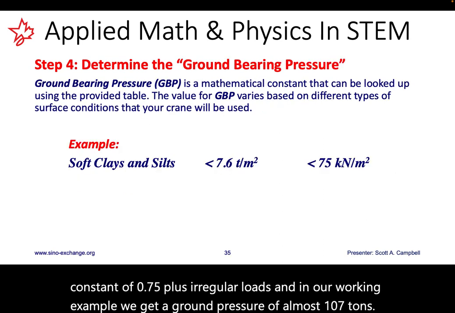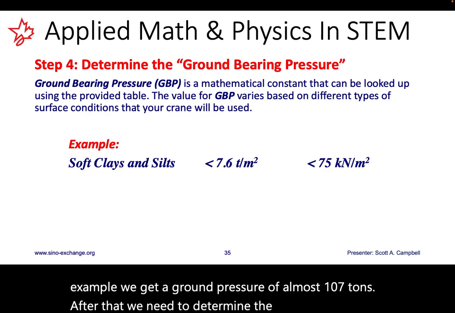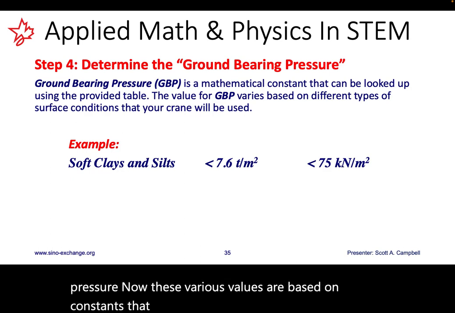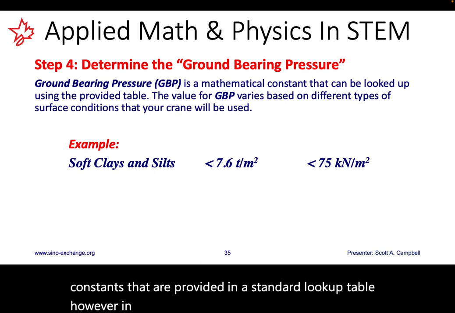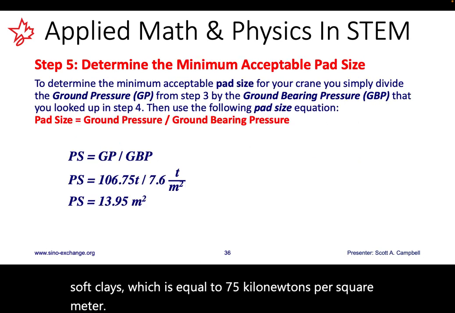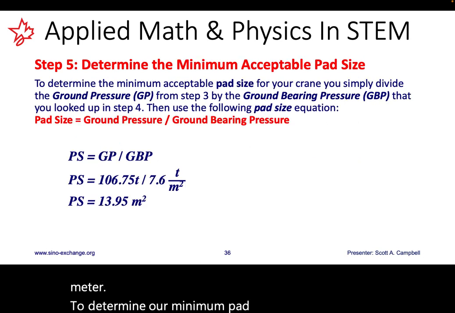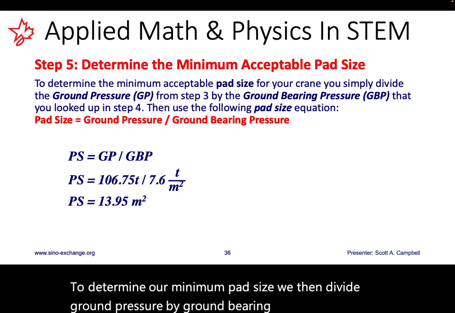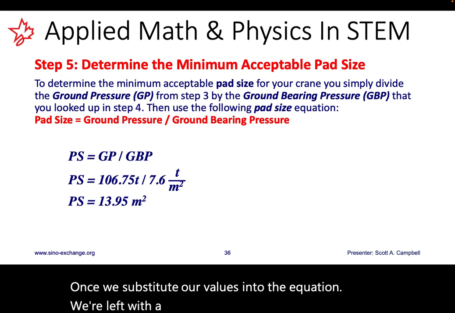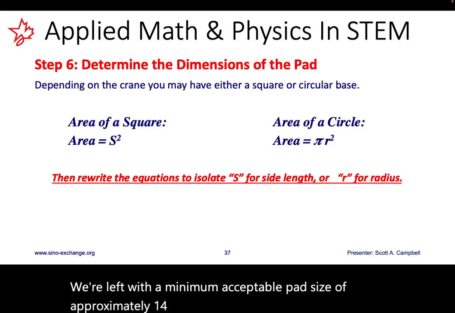After that, we need to determine the ground bearing pressure. Now, these values are based on constants that are provided in a standard lookup table. However, in this example, I'm going to use the value for soft clays, which is equal to 75 kilonewtons per square meter. To determine our minimum pad size, we then divide ground pressure by ground bearing pressure. Once we substitute our values into the equation, we're left with a minimum acceptable pad size of approximately 14 square meters.